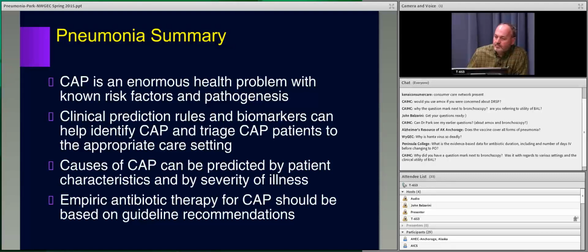Why did you have a question mark next to bronchoscopy? Was it with regards to various settings and the clinical utility of BAL? I think it'd be unfortunate if we bronched everyone with pneumonia. So I want you to be aware of that as an option, but it wouldn't be the first thing we would jump to in most people who are failing your empiric treatment for pneumonia. I don't see other questions coming up yet. Any others here in the room?